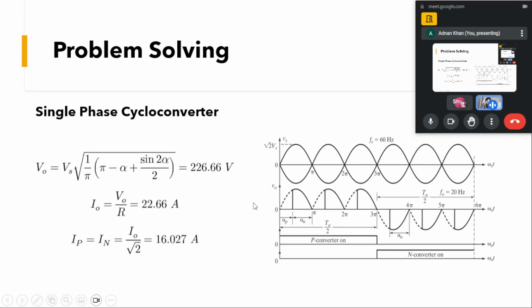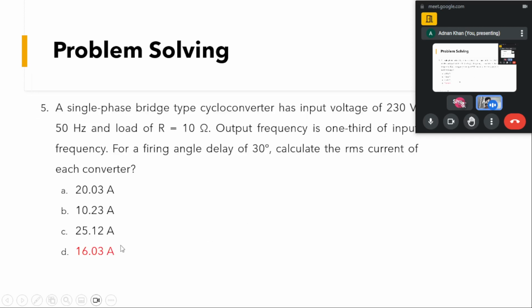For the current IP, we know that IP and IN have the same magnitude, but only the direction is opposite, so the RMS of that is given by I out divided by root 2. If we divide this I out by root 2, it comes out to be 16.027 amps, which is approximately 16.03. That means option D is the correct option for question number 5.